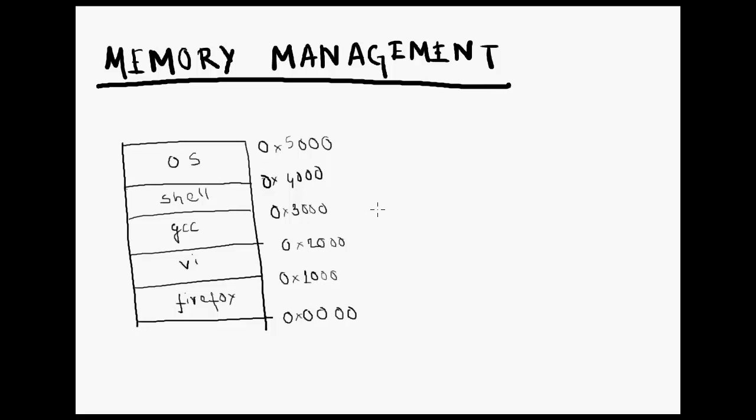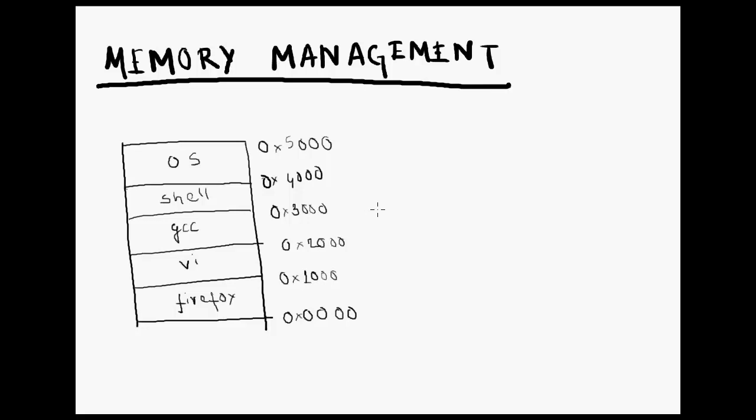So in this picture we can see that the operating system is running from the 4 KB to 5 KB address location, and we have shell, GCC, VI, Firefox running at different memory locations. What is wrong with this model? There are several problems we can see in this model.